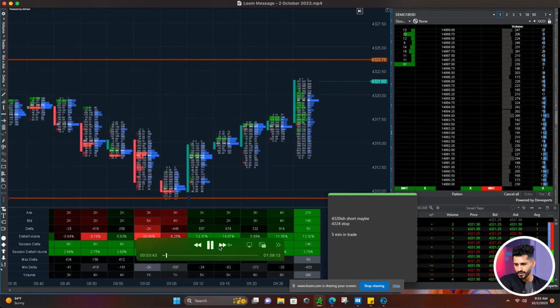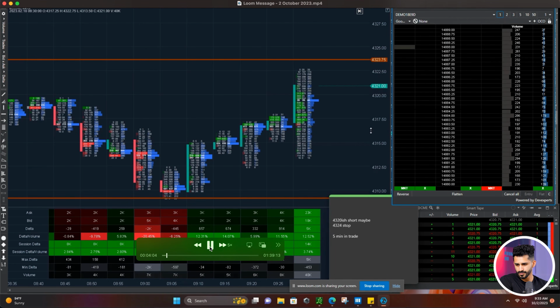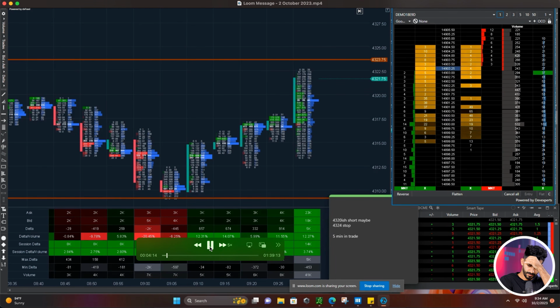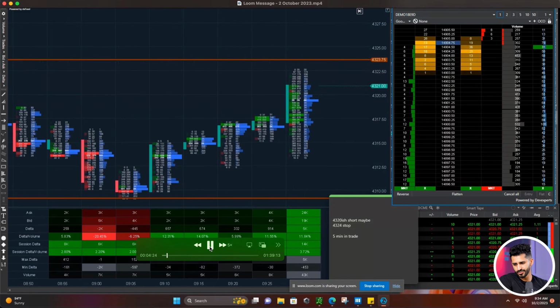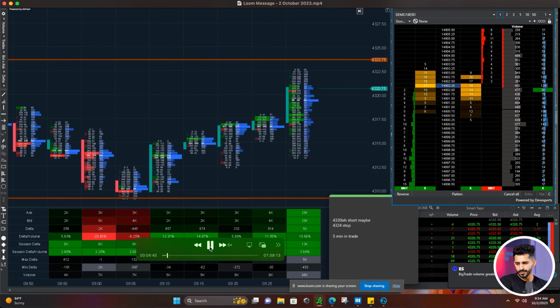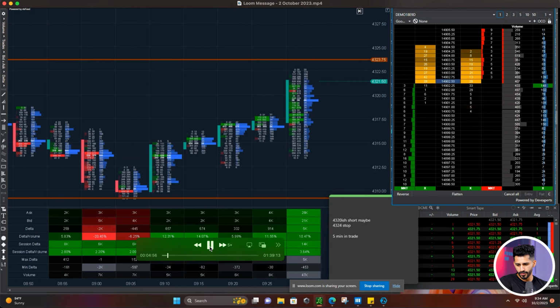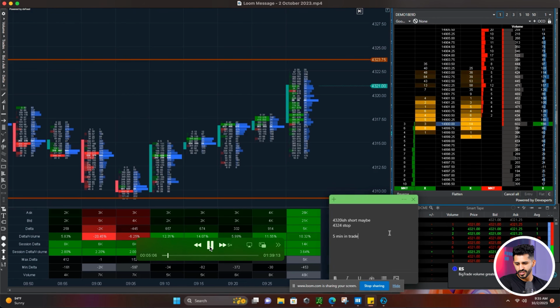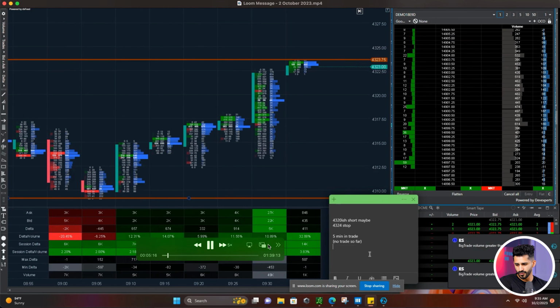Here you go. And I'm going to show you guys what I'm seeing. And like I said, first 5 minutes, I'm letting price develop, right? I'm letting it showcase what it wants to do, where it wants to go, and just set the tone from there. No trade so far.